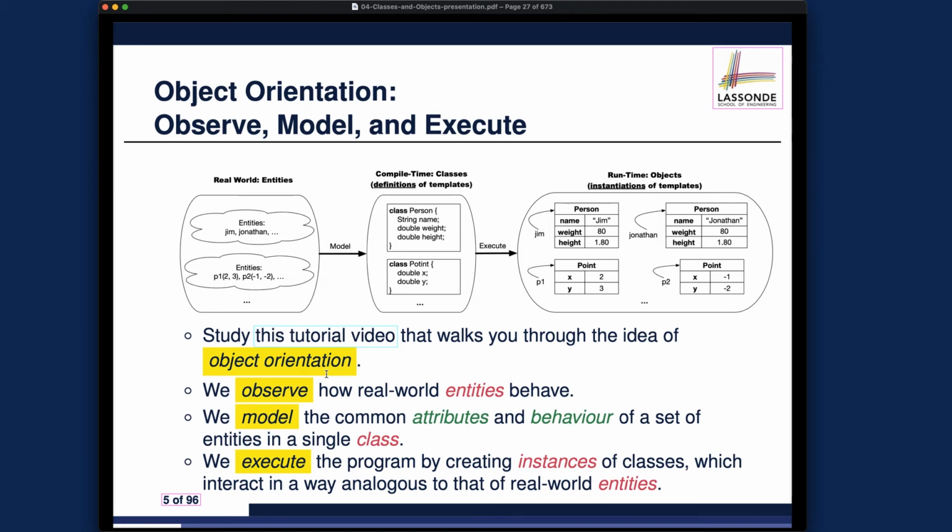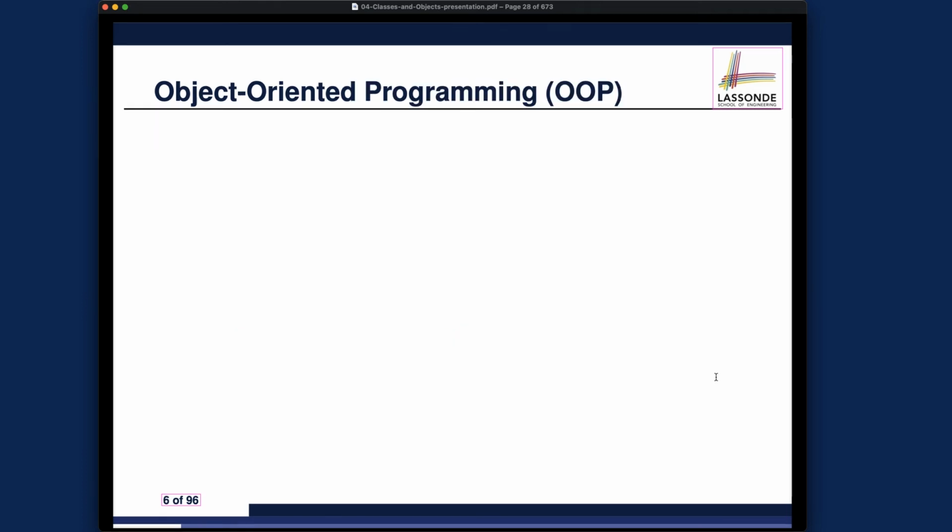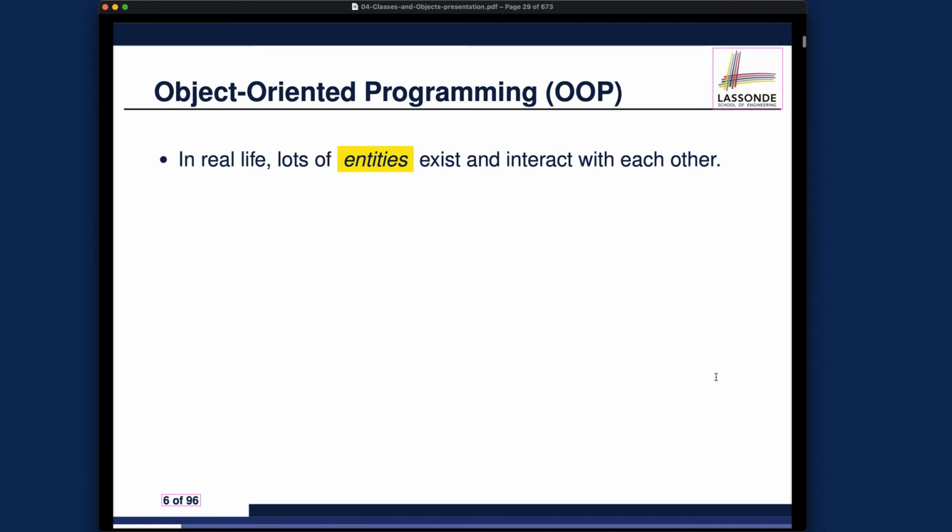Just to summarize quickly. We talk about object-oriented programming, or OOP. In real life, lots of entities exist and interact with each other. So here, it's really important for you to know, number one, there are lots of entity types, not just a single type of entity. There might be entities for cars, entities for person, and so on. And most importantly, they interact with each other. They don't simply exist in isolation.